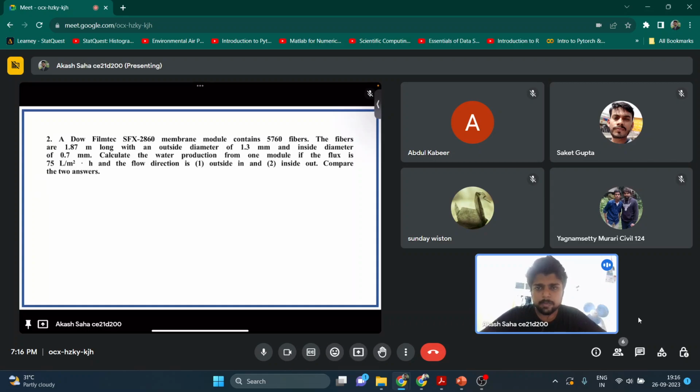Now calculate the water production, that is nothing but the flow rate from one module, if the flux is 75 liters per meter square hour. So you know the flux, like how much water is entering per meter square per hour. We have to find the water production in two cases: one, when the flow is going from outside to inside, or when the flow is going from inside to outside. Okay, so we have to compare both the answers, like how my water production or flow rate is changing.